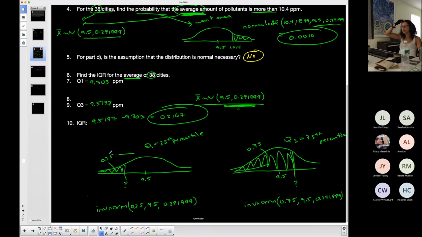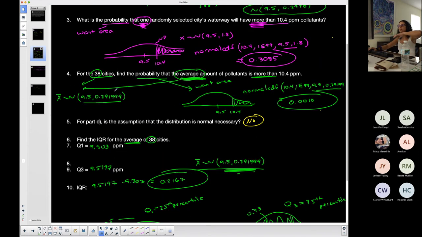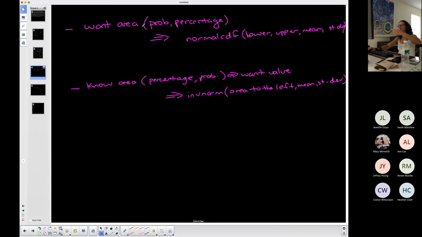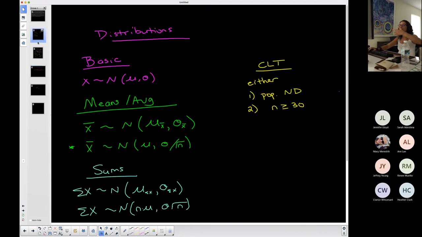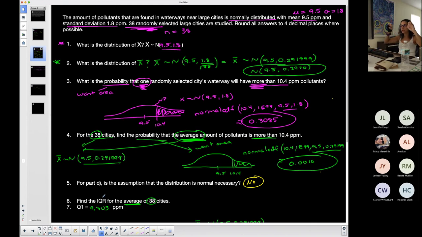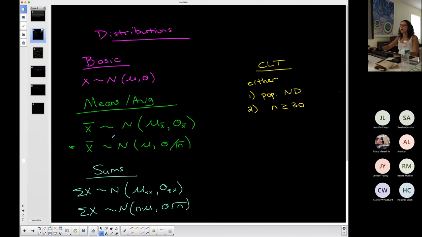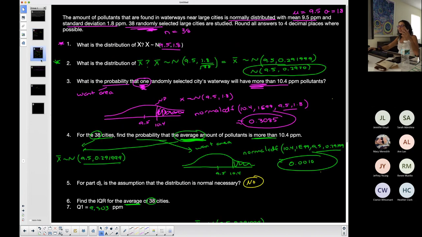Okay, so you see how, I forgot who it was, but you see how for this one, it said, find probability. That means I want to know what the area is, and therefore I use normal CDF. And this one basically told me, what is Q1? That's the same thing as saying, what is the value that has 25% below it? This is giving me a percentage, which means I know the percentage, know the area, and I want the value, and that's when I do inverse norm. And then the extra piece of this week is, which distribution now am I on? So once I determine which distribution I'm on, everything else is repetitive from last week because it's inverse norm versus normal CDF.